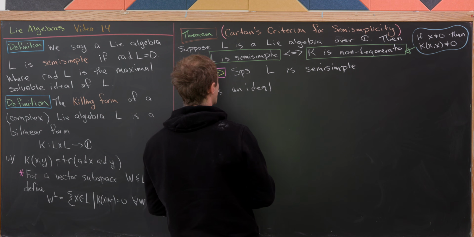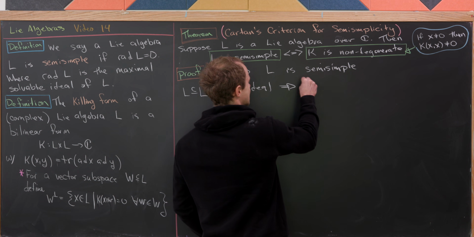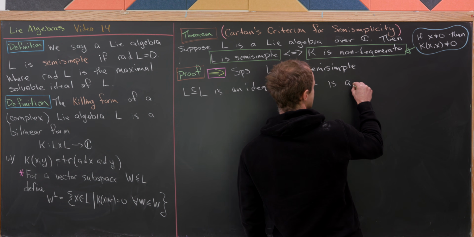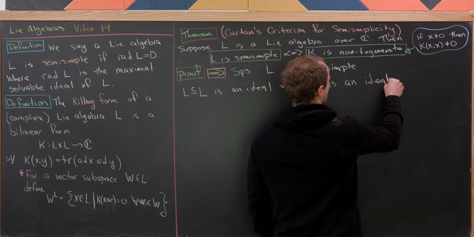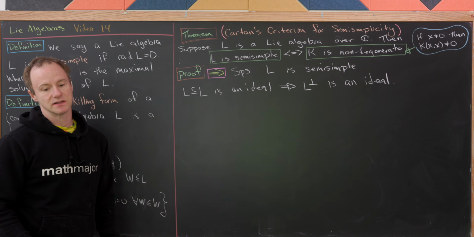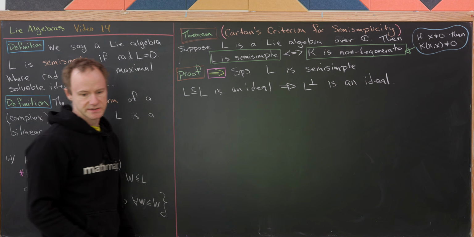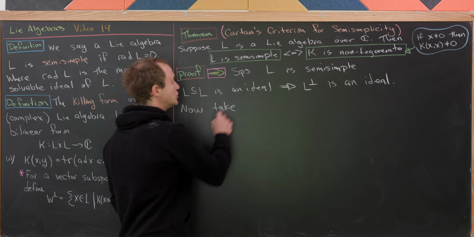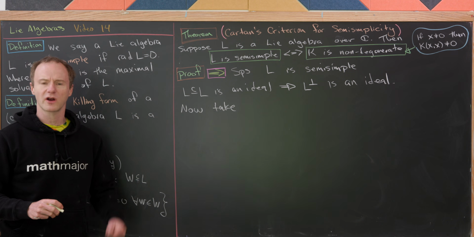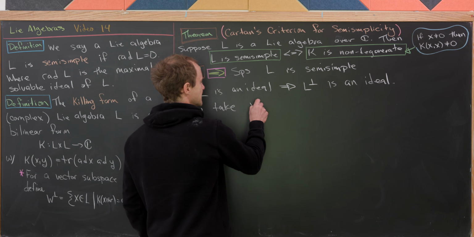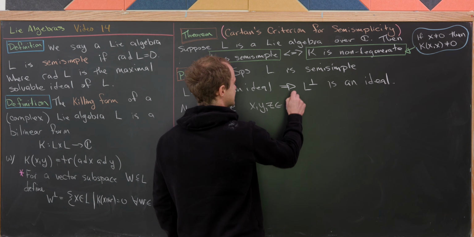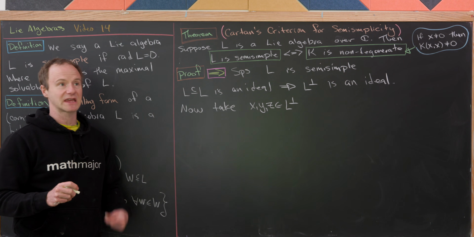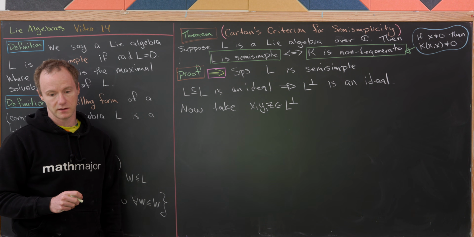But then, what does that tell us? That tells us that L perp is also an ideal, and that's by the last lemma. Okay, great. And so now what we want to do is take three elements from L perp: x, y, and z inside of, well, I would say the orthogonal complement, but it's really the Killing form complement of L.